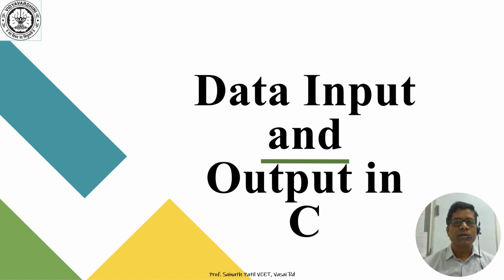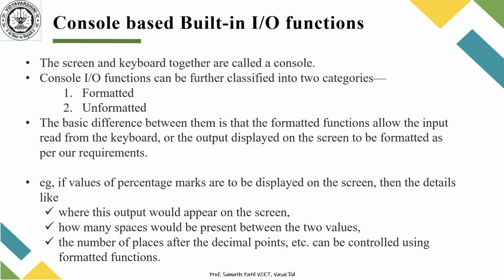Here we are going to learn about data input and output in C. That means during programming, how we can enter data through the keyboard and display it on the output screen. In C, there are built-in IO functions available. They are called console-based built-in IO functions. The screen and the keyboard together are called a console.